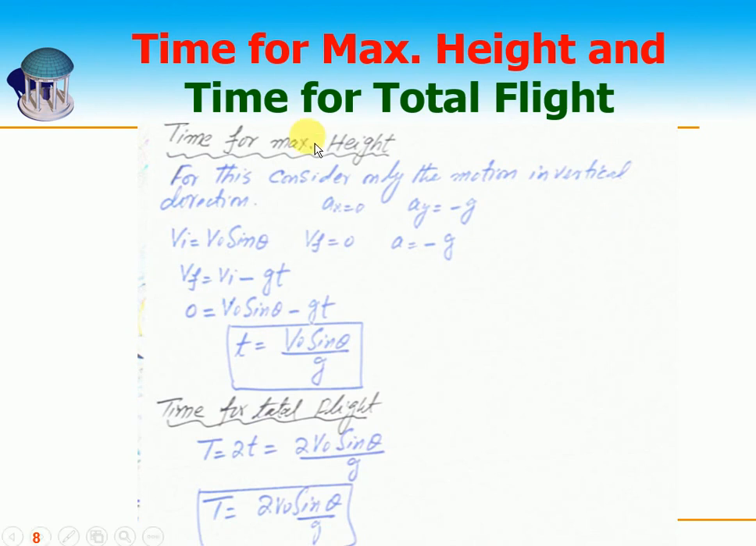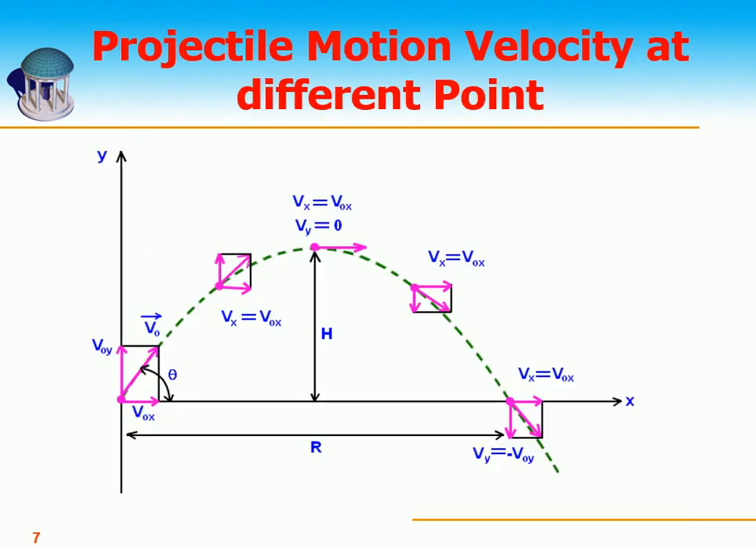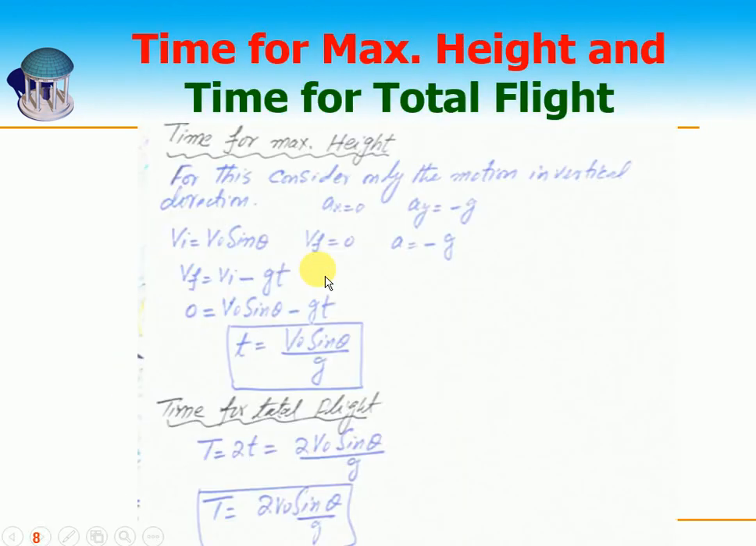Of course, there is no force in the x direction, so ax is equal to 0 and ay is equal to minus g. The initial vertical velocity component is v naught sine theta, and the final velocity is 0 when it is at the maximum height. I have shown you earlier that Vy is 0 at maximum height, right? And then a is equal to minus g.